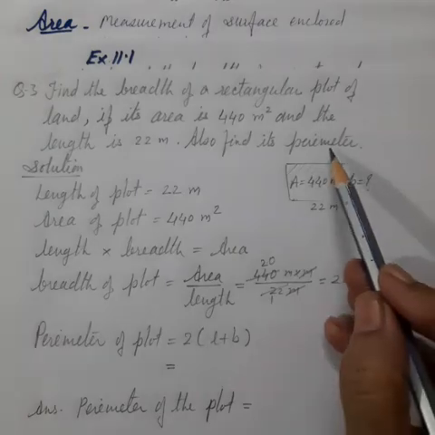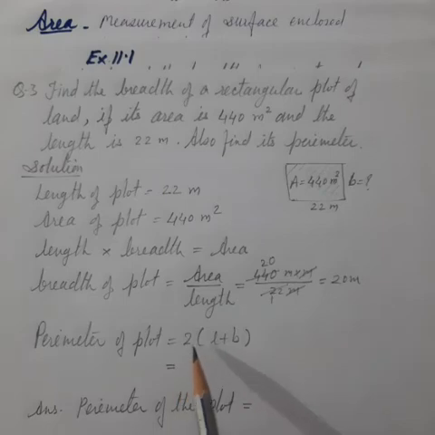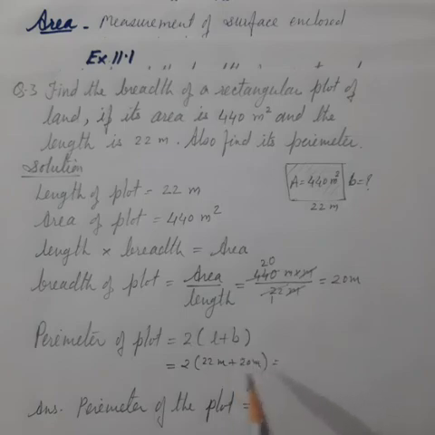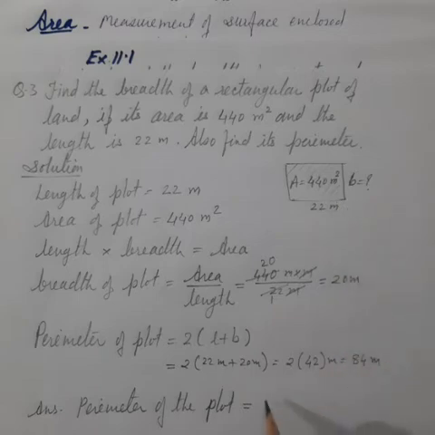Now we have to find the perimeter. It is in rectangular shape, so the formula is 2 times length plus breadth. Put these values in the formula. 2 times, length is 22 meter and the breadth is 20 meter. Find the value of the bracket first. 22 plus 20 is 42 meter and 42 twos are 84 meter. So the perimeter of this rectangular plot is 84 meter.